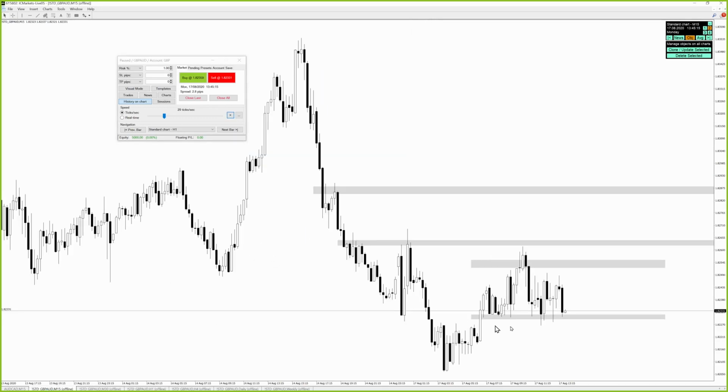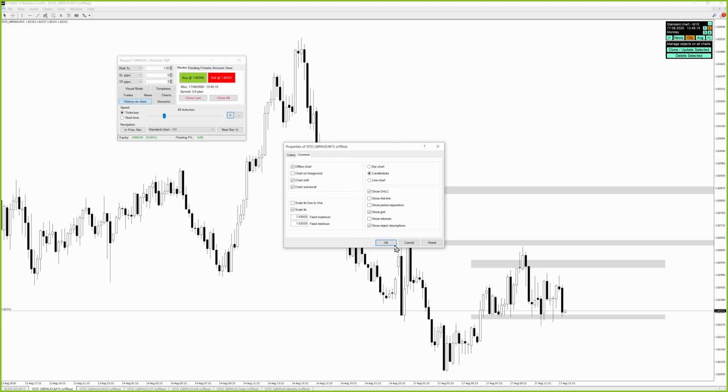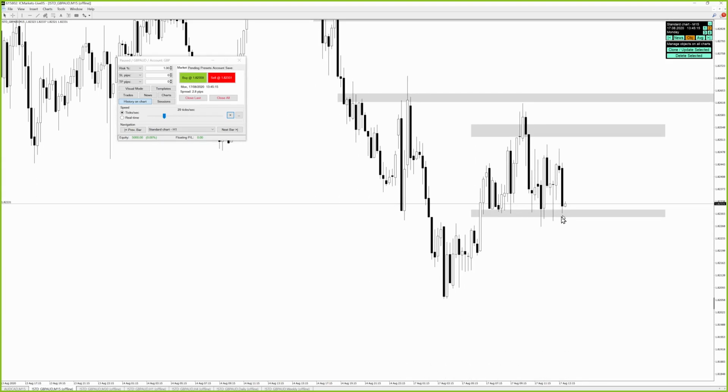Let's take a look on the 15-minute time frame. 15-minute candle is closing bearish here. Let's go to properties. Let's do this over here. And now we're going to create our bias, right? So looking at the 15-minute candle, we're closing bearish.